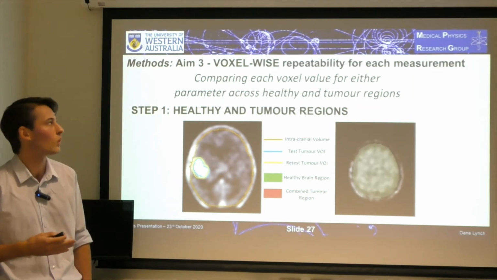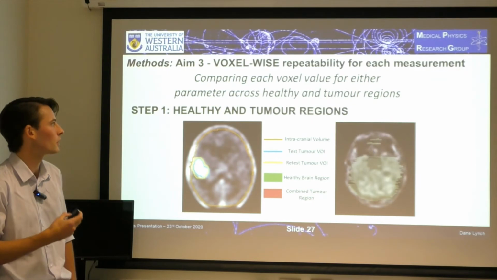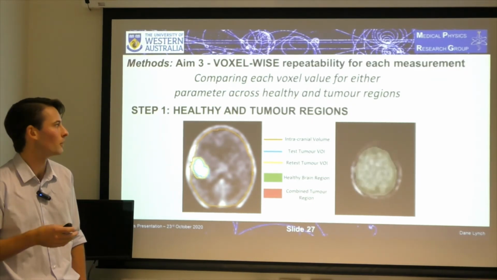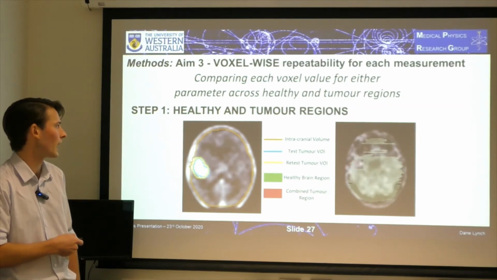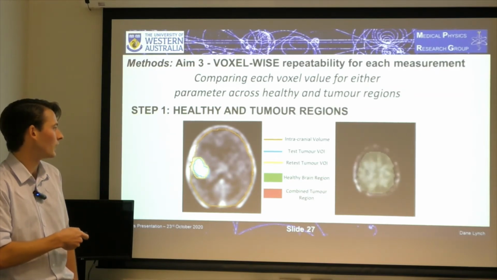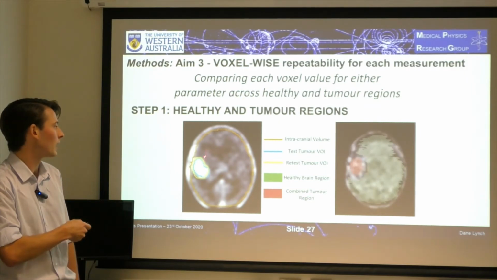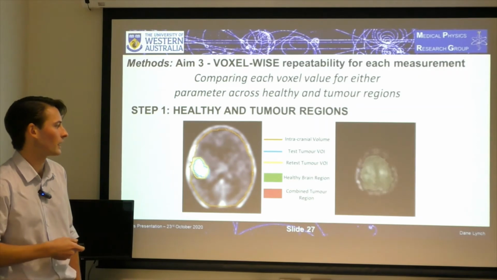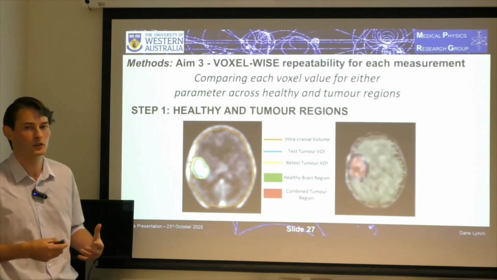Next, the voxel-wise repeatability for each measurement could also be evaluated by comparing each voxel value for either parameter in both the tumorous and healthy regions. The first step to doing this was contouring a combined tumour region, shown by the red on this diagram on the right, and also a green healthy region shown on the right there. This green region was calculated by taking the whole intracranial volume and subtracting a dilated combined tumour region.